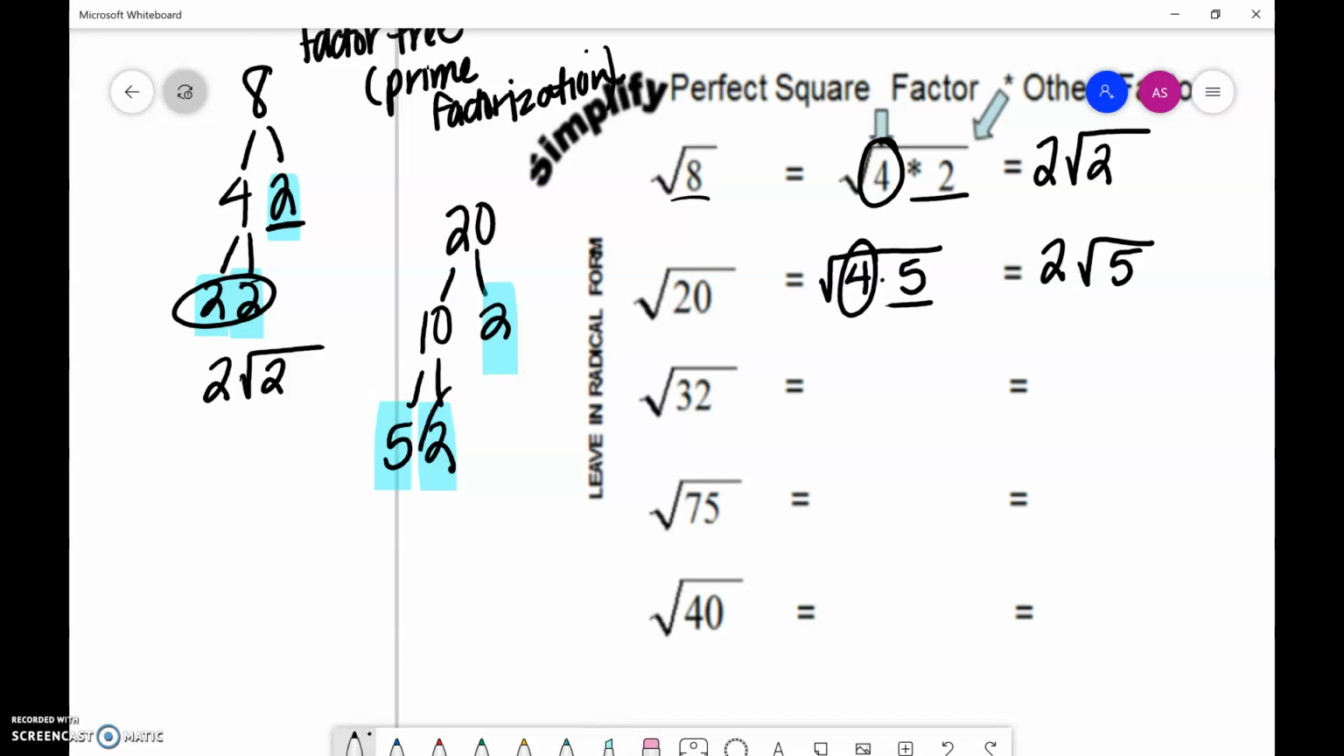So I like to circle the pair, meaning 2 numbers. So I have two 2s, and that's going to come outside. And then what I'm underlining is going to stay on the inside. So my answer is 2 square root 5.